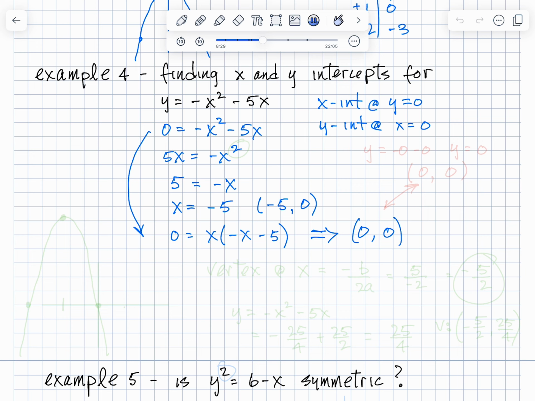And then to find the y-intercept, I'll do that in red. So for the y-intercept, we set x equals 0. So we have y equals negative 0 minus 0. So y is equal to 0. And when y is equal to 0, x is equal to 0. Notice these two are the same point. That's going to happen a lot.